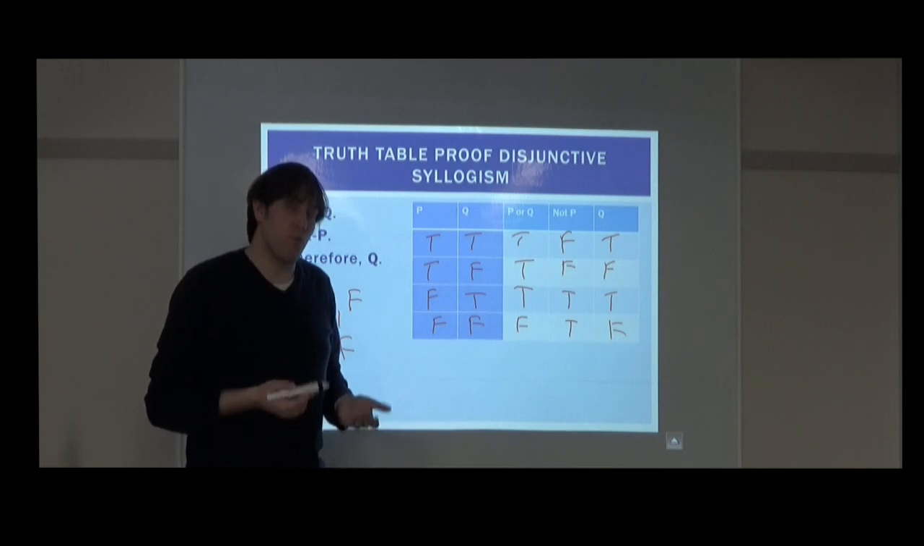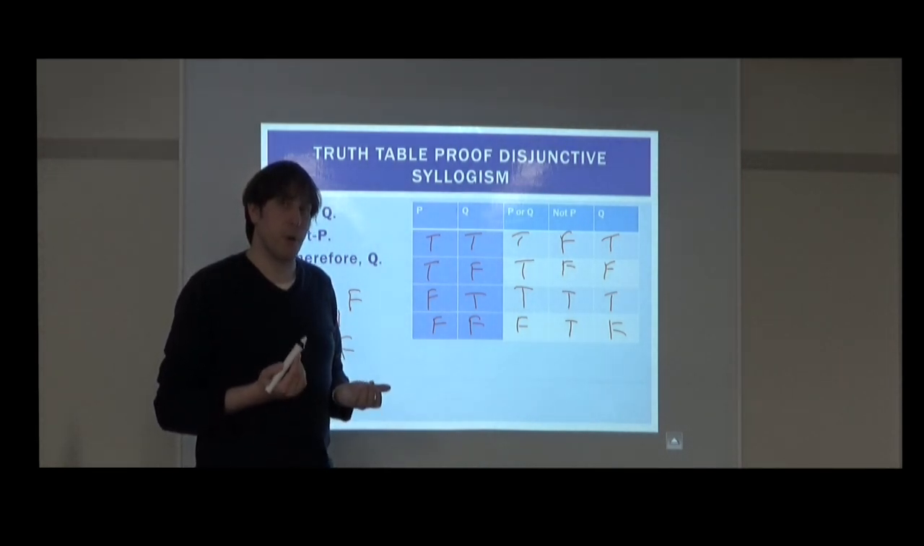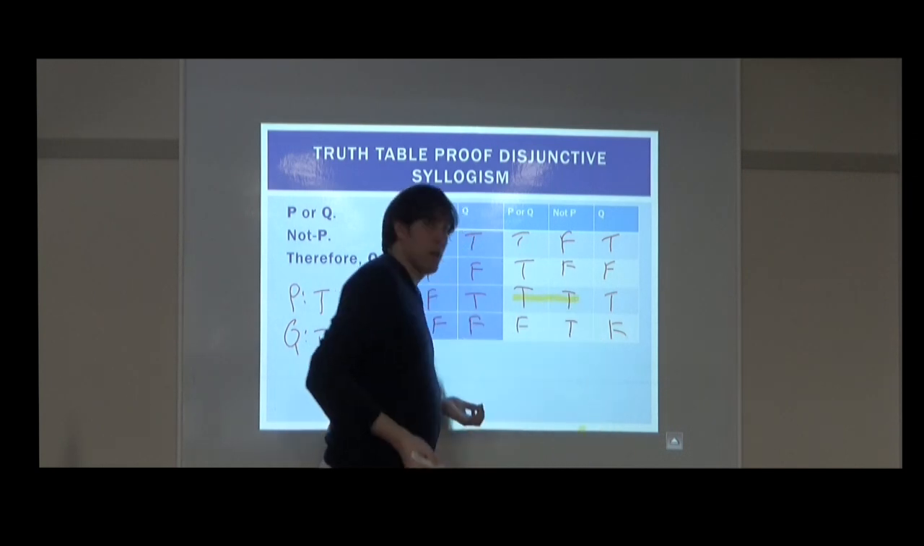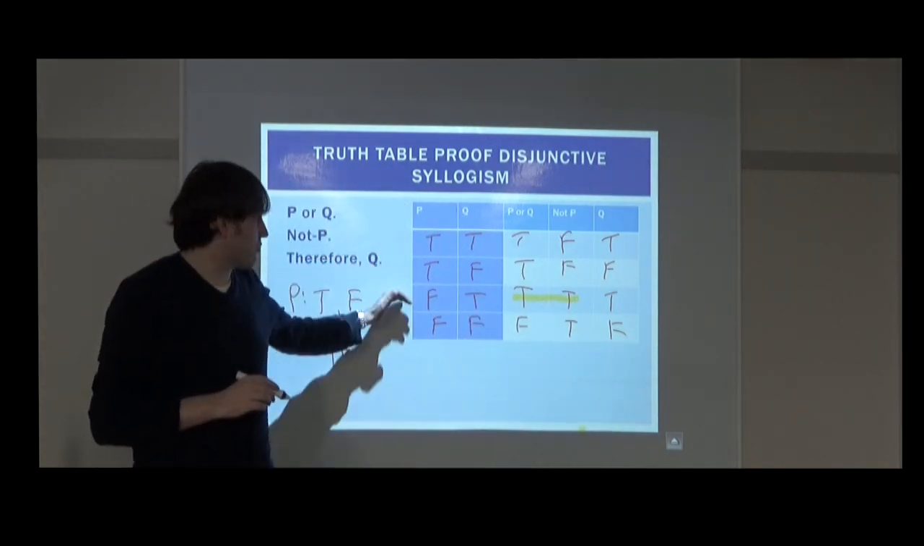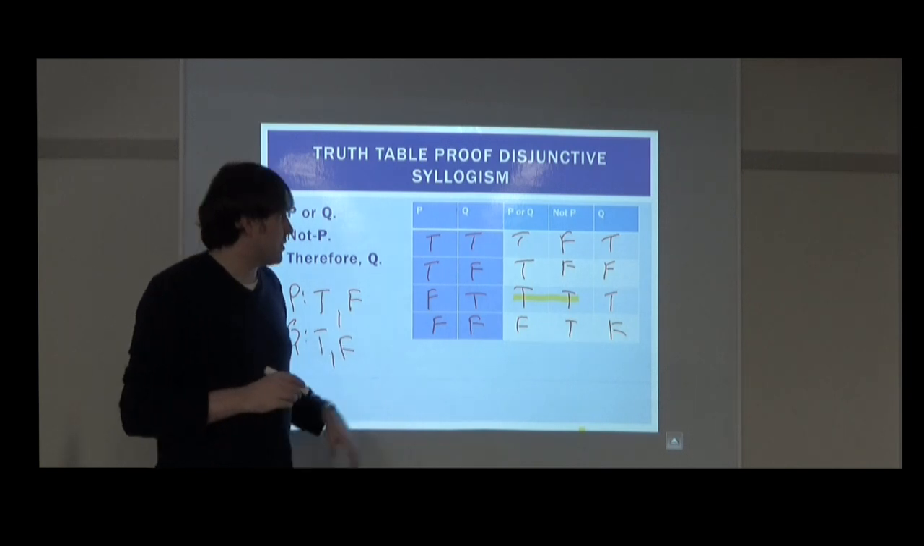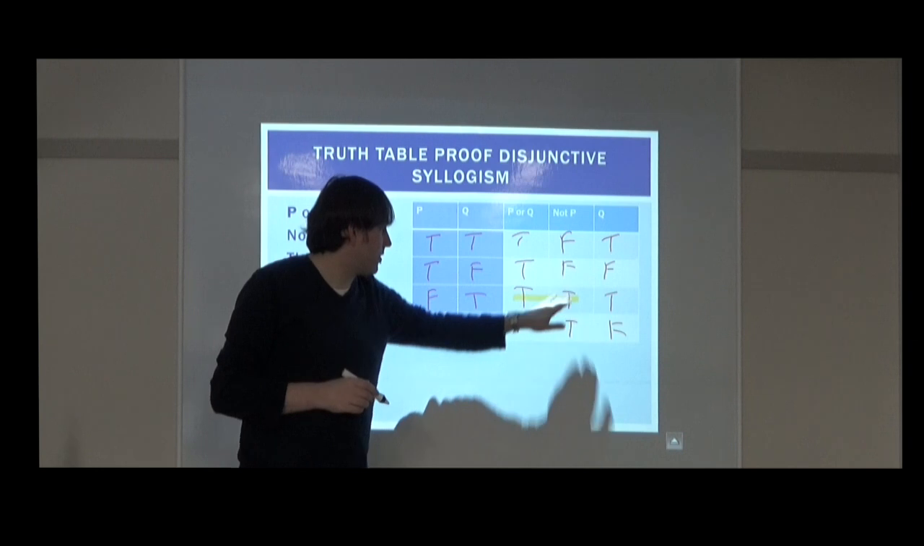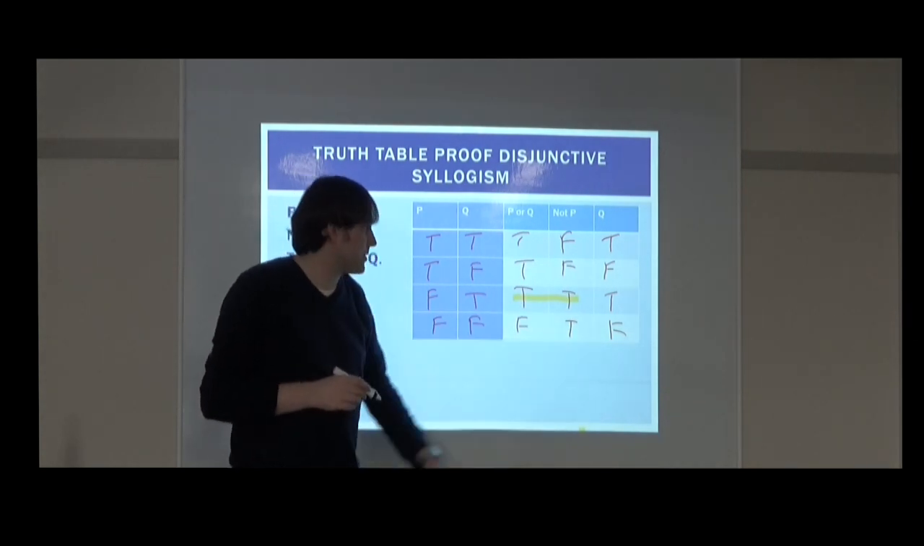Our first question is, where is it the case that both premises are true? And the answer is here. Both of our premises are true only on this row. So it's not the case here. We have one true premise, one false premise. One true premise, one false premise. One false premise, one true premise.